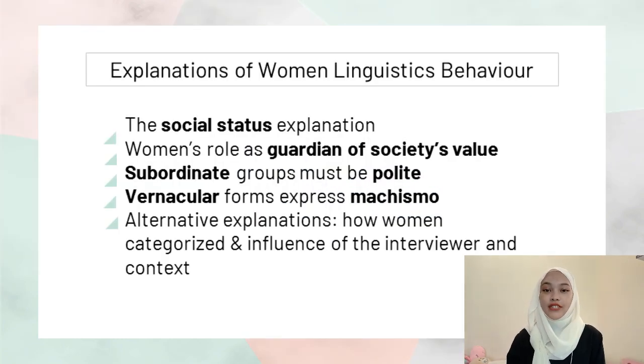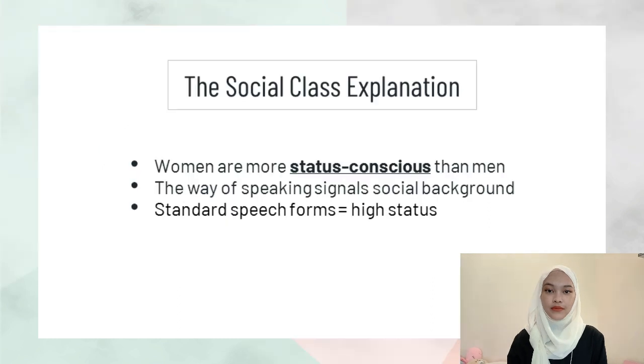These are the explanations. The first one is the social class explanation. Linguists believe that women are more status conscious than men. They are more aware that the way they speak signals their social class background. Standard speech forms are generally associated with high status, and women use more standard speech forms, which are the overtly prestigious forms, as a way of claiming such status.